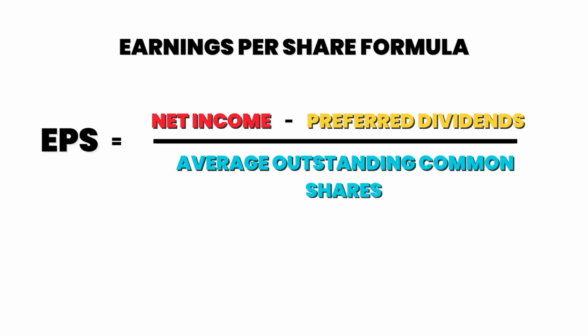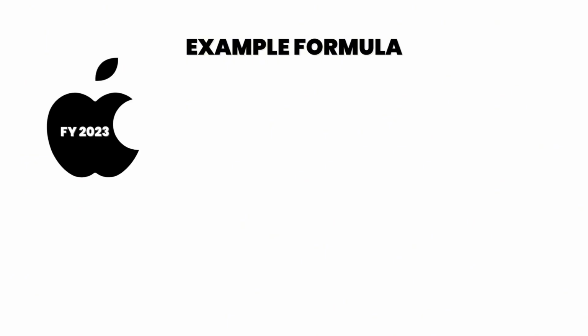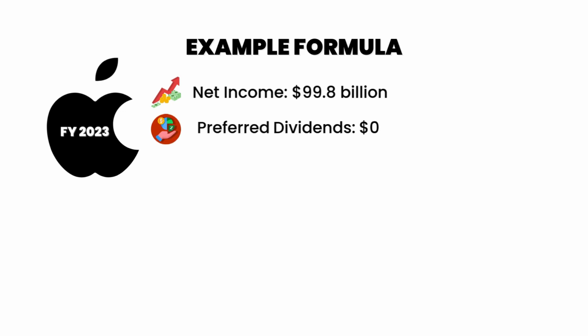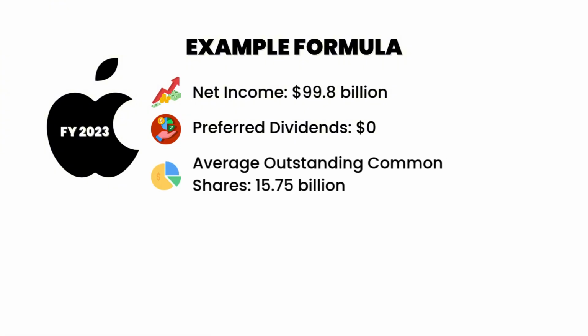Perfect. To really solidify this, let's use a real-world example. What do you say we take a look at Apple's 2023 fiscal year? Apple's a great example. Let's see. For 2023, their net income was a whopping $99.8 billion. Wow, almost $100 billion. Impressive, right? And as we mentioned, Apple doesn't have preferred stock, so no preferred dividends to account for. All right, so that simplifies things. And their average outstanding common shares for the year were about 15.75 billion.